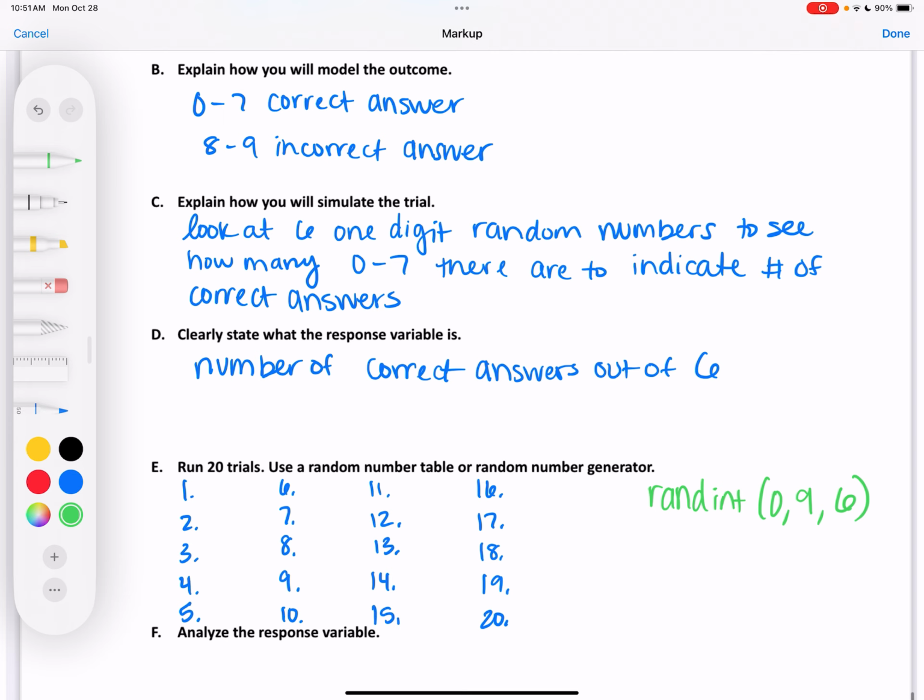Oh, wait, so what do we put in next to each number? You'll put the number of right ones. So when I do it, let's see, 0, 9, 6. I got 9, 3, 1, 1, 8, 8. So there were only 3 numbers that were 0 to 7. So I'm going to put a 3 here, because that's how many correct ones she got. Okay.